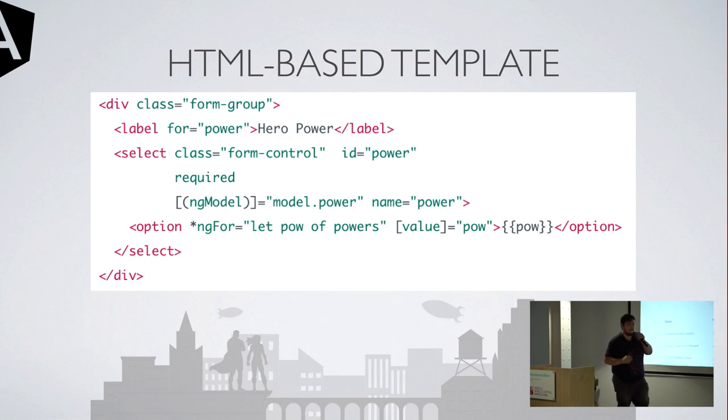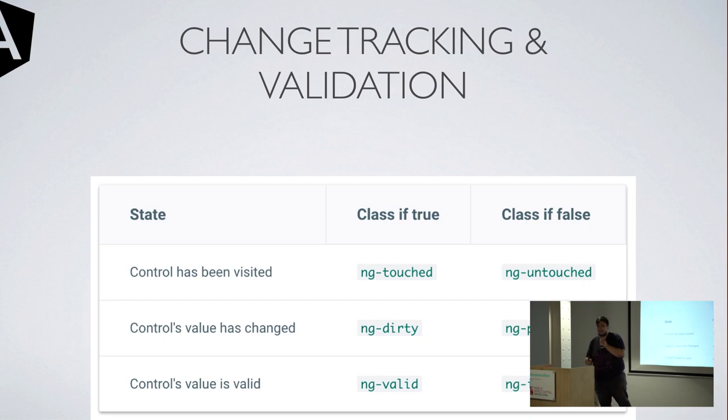So we said we were going to look at how you create one and the model. That was it. And now we're going to look at change tracking and validation. Because you put the ng model in there, the banana in the box, and you associated a name on it, it doesn't only move data to your component. It also updates CSS for it. So because of the ng model, you can figure out: is this field clean? Did someone touch it? Is it valid? Is it invalid and stuff like that?